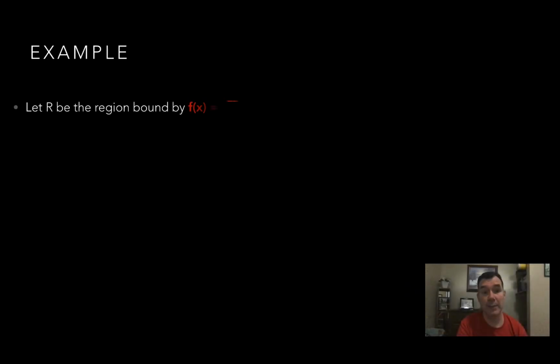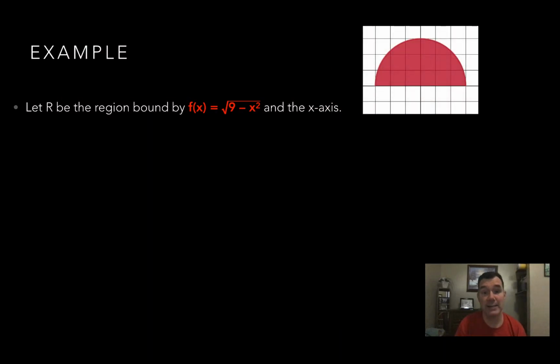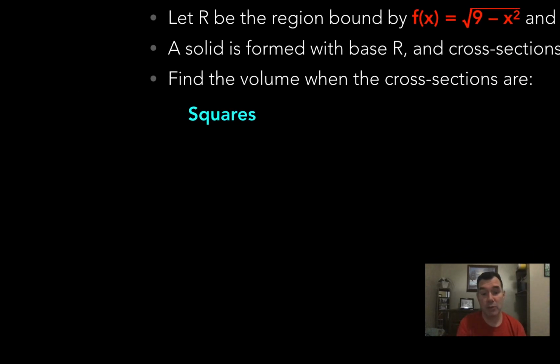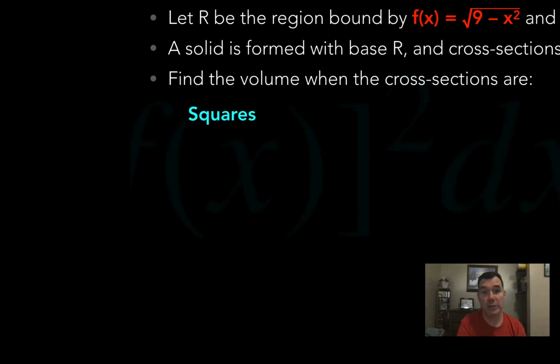So here's an example. Let's say I've got this region here. It is a semicircle. It's bound by f of x equals root 9 minus x squared, and it's also bound by the x-axis. So I'm going to form a solid with that semicircle as a base, and the cross sections are going to be perpendicular to the x-axis. Okay, that means that they are going to be going vertically. So I find the volume when the cross sections are each of those three shapes: squares, equilateral triangles, and semicircles.